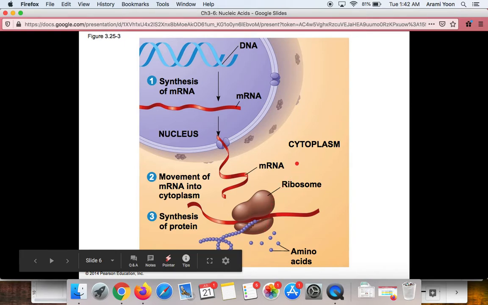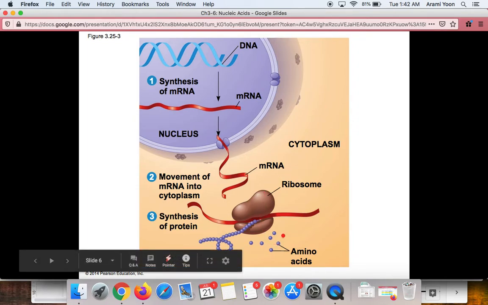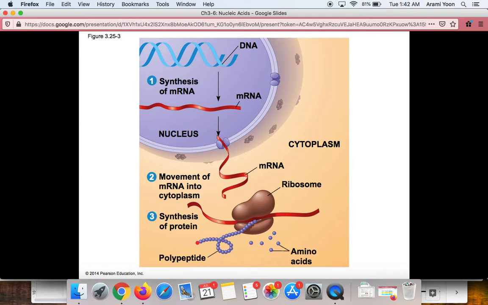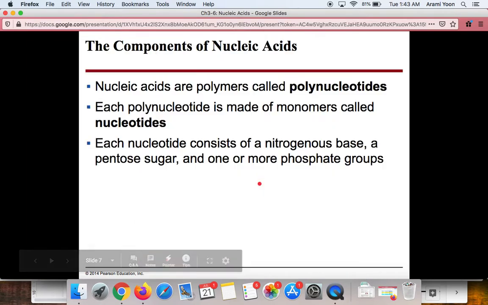tRNA is not pictured, but tRNA molecules are yet another type of nucleic acid that would come into the ribosome, bringing in amino acids and using information coded in the mRNA. So basically looking at the sequence of nucleotides in the mRNA to then put together the amino acids in the right order. Those amino acids form what we call a polypeptide, which then folds up into a functional protein. But the nucleic acids that are in this model here are the DNA and the RNA. Here's one RNA, here's another RNA, and then a third one not pictured would be tRNA.